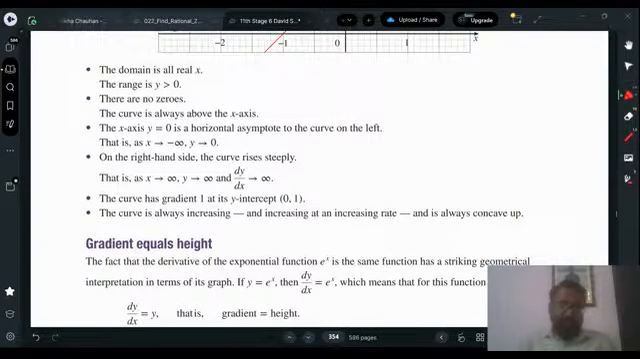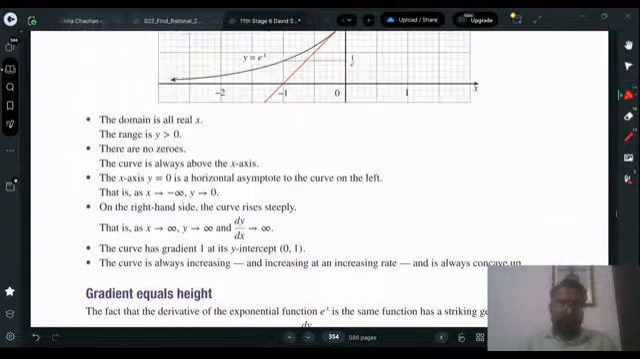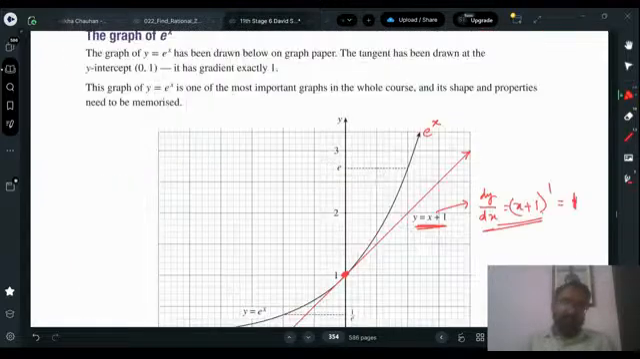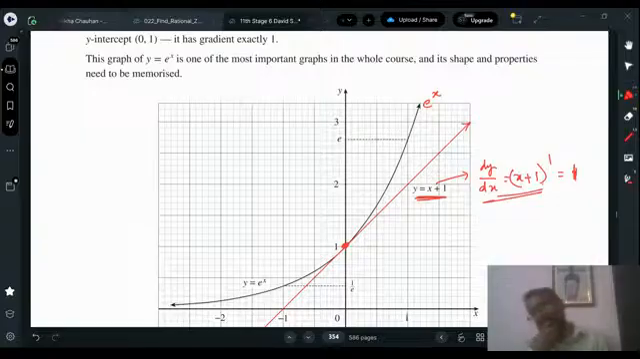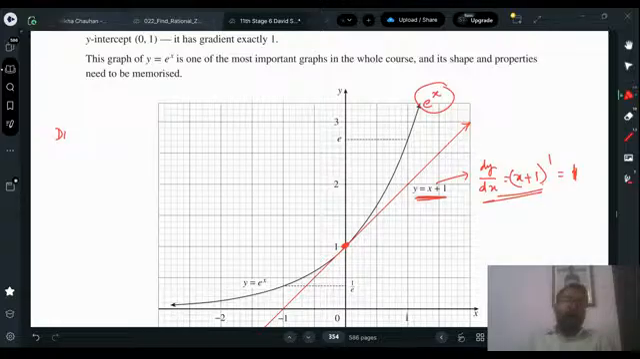We'll see one or two problems. And the domain: what is the domain of this function, e power x? Negative infinity to infinity. What is the range? Very good, open 0 to infinity.